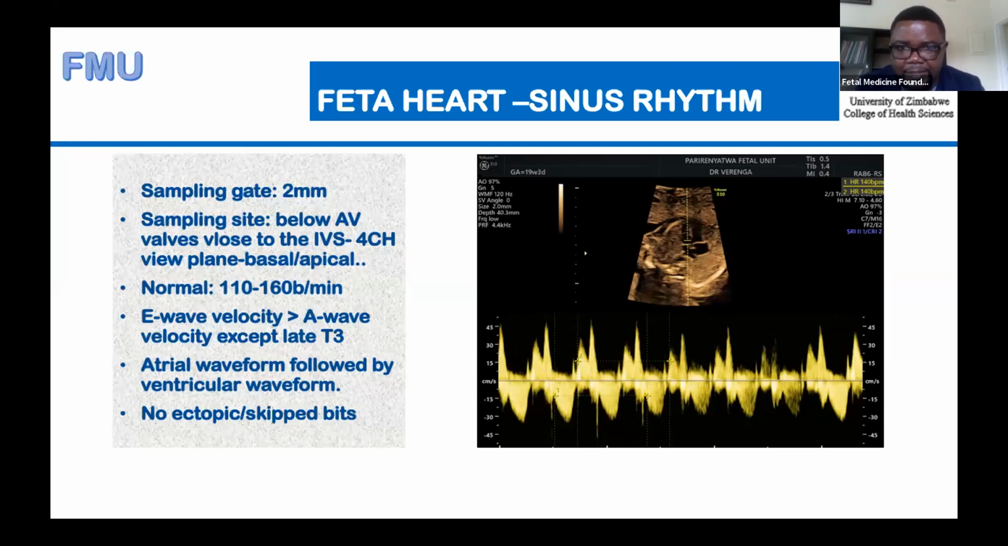For the basics, I think this is what we need to know. Whenever we do the fetal heart rate, we should not just look for any part of the baby's heart, as long as there's some activity, and go on and measure the heart rate. Measure the heart rate in a way that helps in screening for fetal abnormalities, which in this case are fetal arrhythmias.